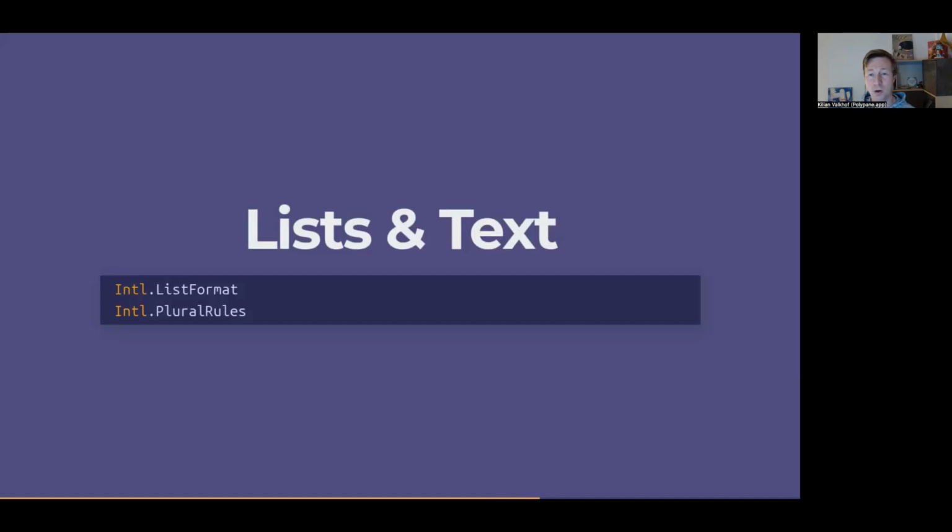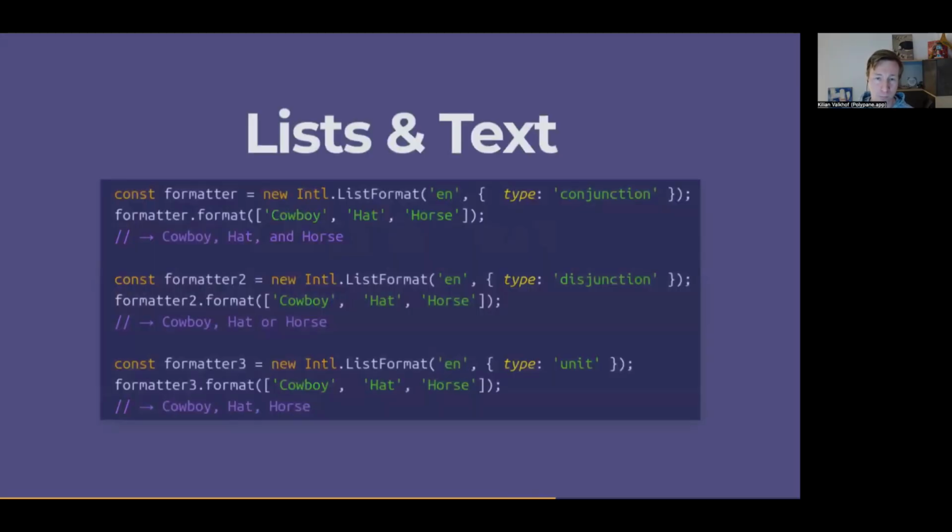So next up are lists and text. There are two formatters here: list format to format lists of things, and plural rules to help you deal with plurals or multiples in a locale-aware way. So when dealing with lists, you might be tempted to just do an array.join with a comma, but that's not how we make lists in natural language, because we'll do A, B, and C, or A, B, or C. So the list format API lets us make these lists in a more natural way.